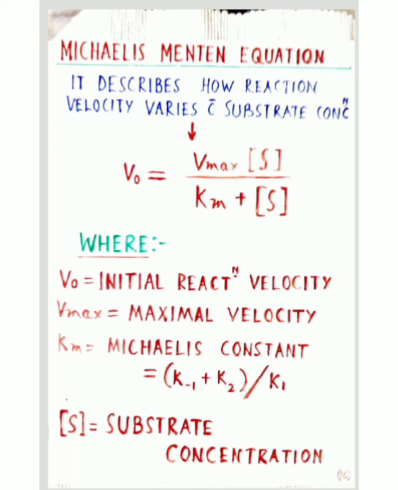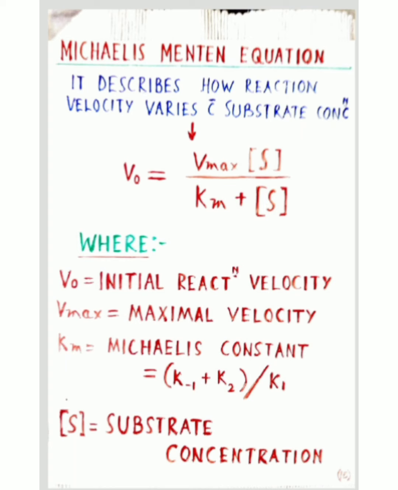V0 is the initial rate of reaction, Vmax the maximum rate of reaction, Km the Michaelis-Menten constant, and S the substrate concentration. The Michaelis-Menten constant Km is defined as the concentration of substrate at which the rate of reaction is equal to half of the maximum rate of reaction.